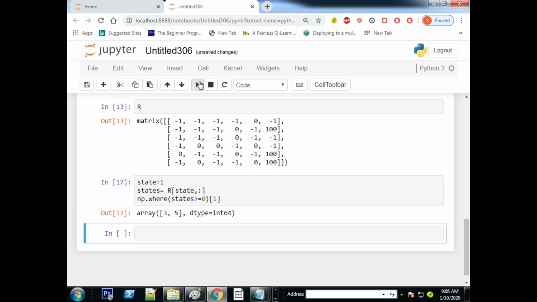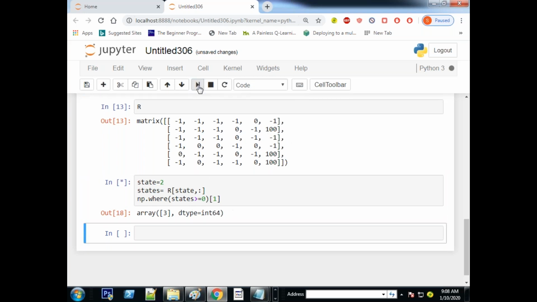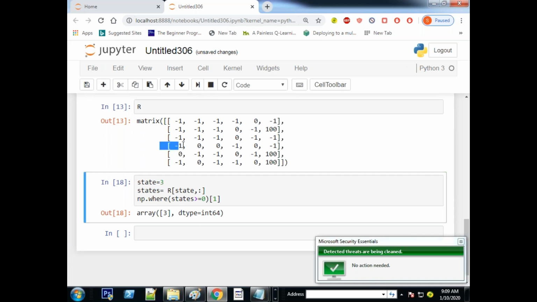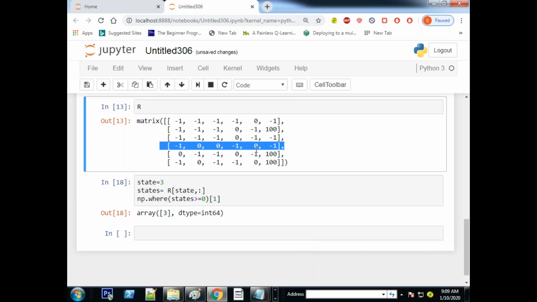If I am in room number 1, what actions are possible? 3, 5 are possible. If I am in 2, first tell me before seeing the output. If I am in 2, what actions are possible? Only 3. Now I am going to room number 3. What actions are possible? 1, 2, 4 possible. Check it now.